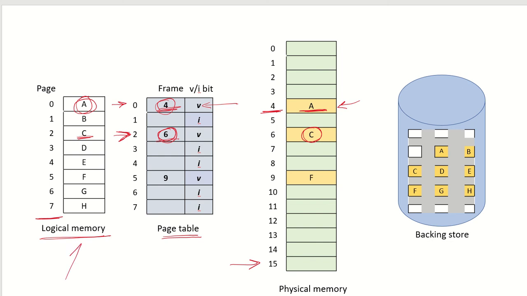All these pages of the logical address space are available in the backing store. This is page 0, this is page 1, page 2 and so on. They are brought into the physical memory from the backing store as and when they are needed. That means demand paging happens.